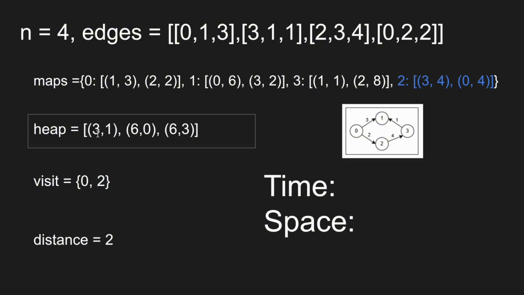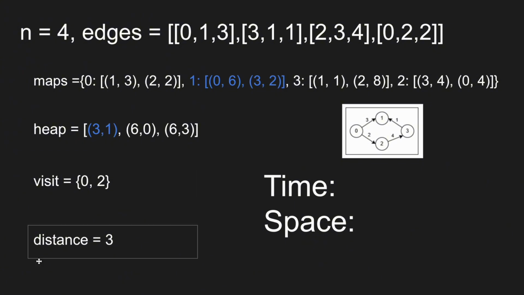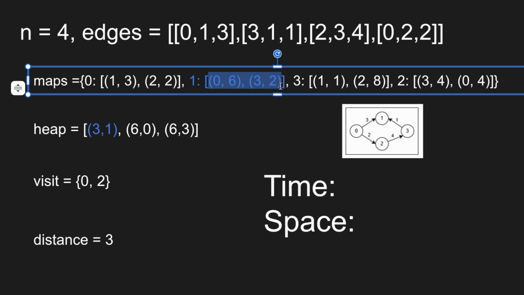Now we see the smallest distance so far is 3, and that is to go from 0 to 1. So now we will look at that option now that we are here. So we will pop this node, update distance to 3, and add this node to visit. And then we need to calculate the distances here.